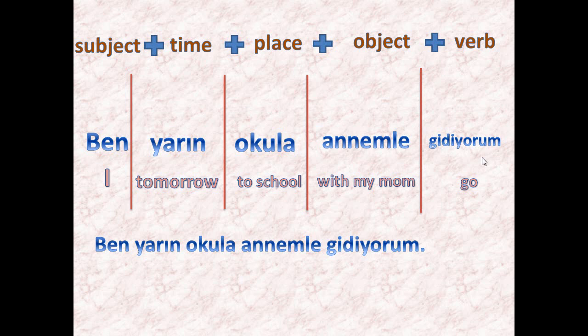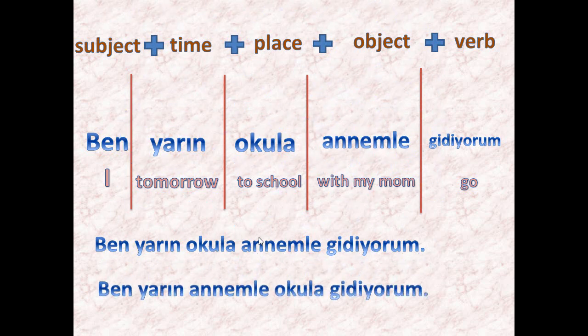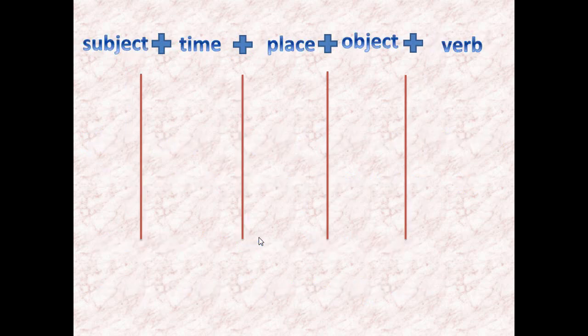And we can change these two words and we can have the sentence like this without any problem, like ben yarın annemle okula gidiyorum. So we have these two structures and they are completely correct. Okay, so next.